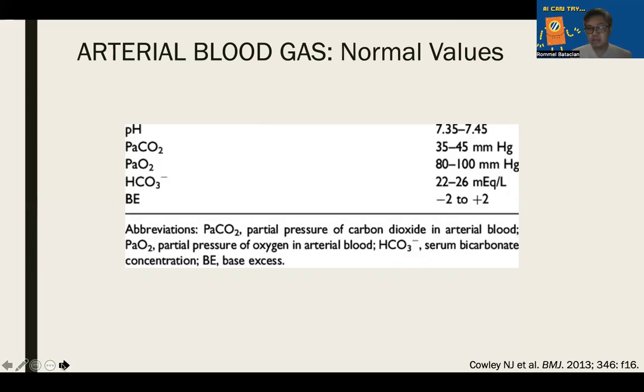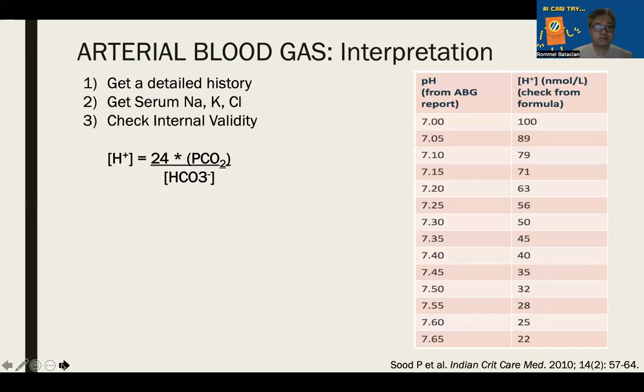Unless the patient has primarily respiratory symptoms, then it would be a bit difficult. So the next step would be checking the internal validity of the sample. So you would get this formula: the serum concentration of the hydrogen ion equals 24 times the partial pressure of the carbon dioxide over the serum bicarbonate. So as you can see here, for every particular pH, there's a corresponding concentration of hydrogen ions in the body.